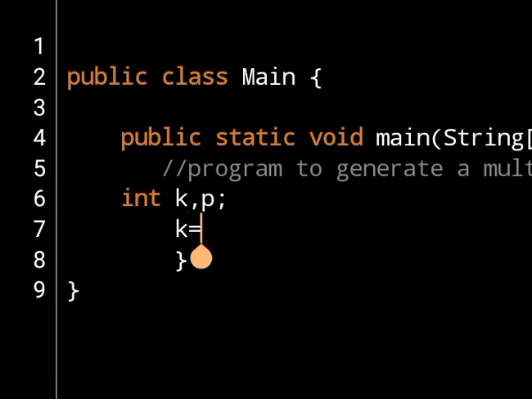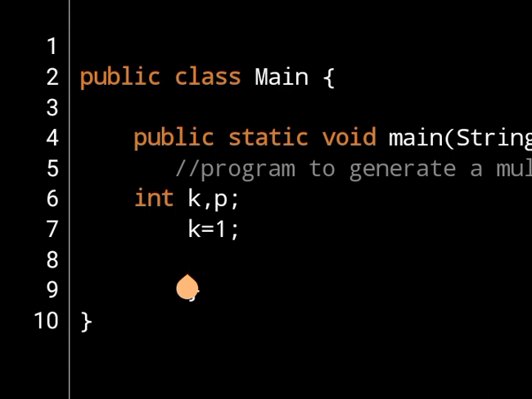So let's assign 1 to k, so that the program starts the counter from 1. We have initialized our k to be 1. So while, we set up the condition for the iteration: k is less than or equal to 12.